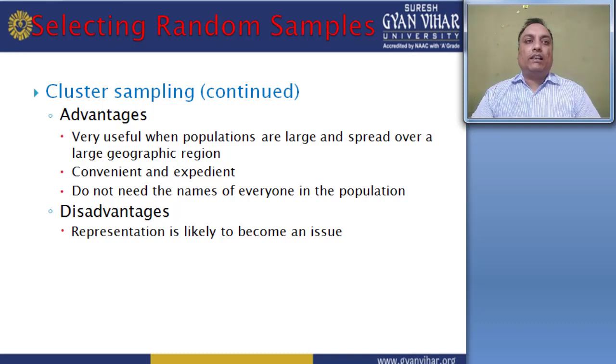It does not need the names of everyone in the population. So the disadvantage in this case is that representation is likely to become an issue, right? And it creates a representation issue. And for cluster sampling, these are the different types: single stage cluster sampling, two stage cluster sampling, and multiple stage cluster sampling.